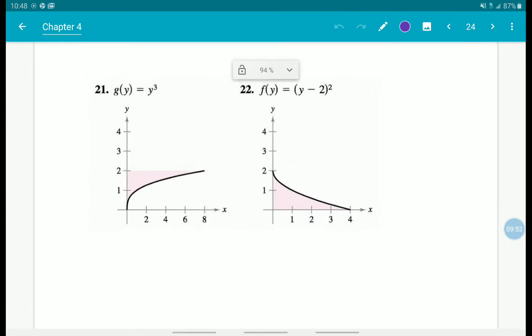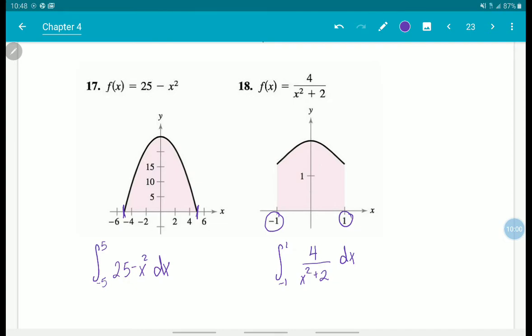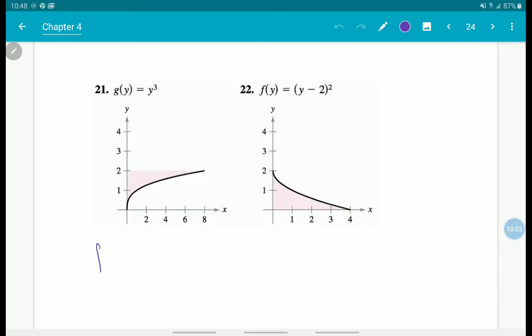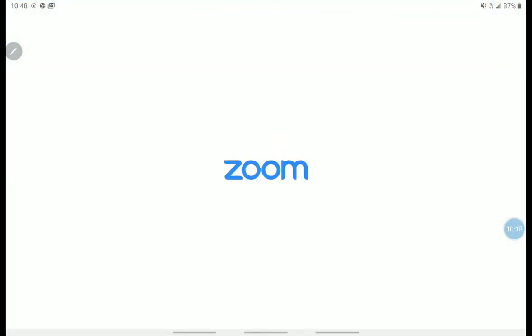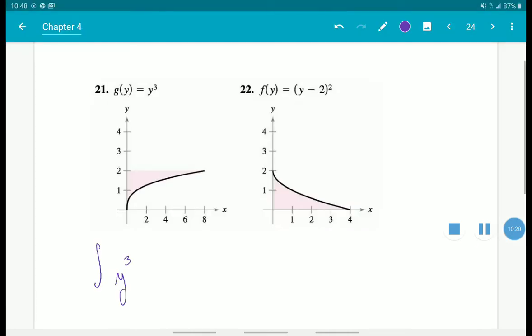Now, I want you to notice this one's a little different. Notice that everything's going to the y-axis here, whereas these were going down to the x-axis. So that's going to change how we integrate this and the variable we're using. Also notice this is written in terms of y. So we have y cubed. We're integrating with respect to y. So now our limits have to be with respect to y. So they're going from 0 to 2.